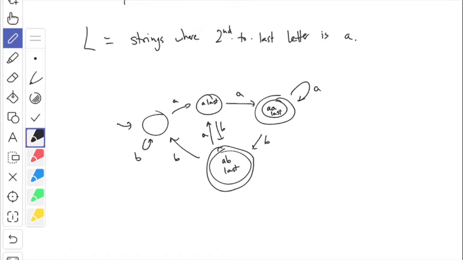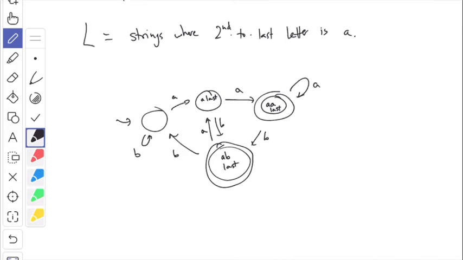Anyway, this is a hard example, so I'm not suggesting that you should have come up with this as fast as I just did on my own. But I'm just trying to say, I think this is the simplest possible DFA for this language, where the second to last letter of the string is an A. It's not very easy in my opinion. But an NFA is considerably easier than this. So this is a DFA.